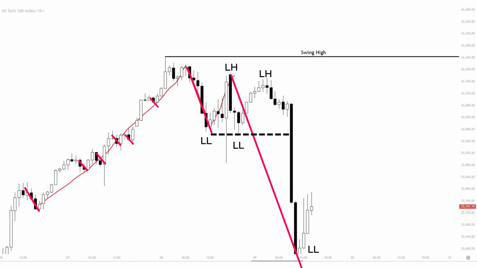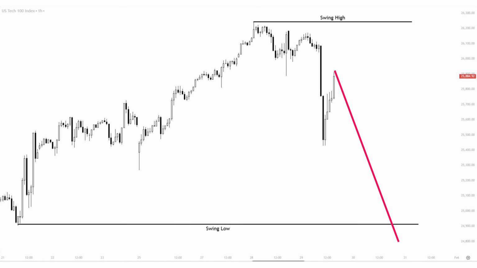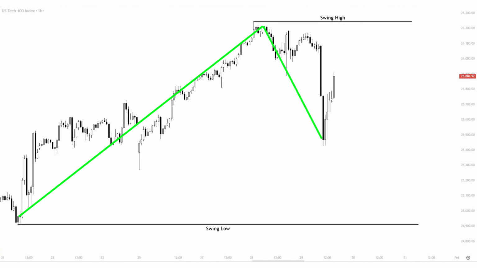Because for an external trend change, the market would have to break below the swing low, and it's only then when we would say that this market is external bearish. But until that happens, we are in an external uptrend that's currently having a pullback, and a pullback of the uptrend is an internal downtrend.